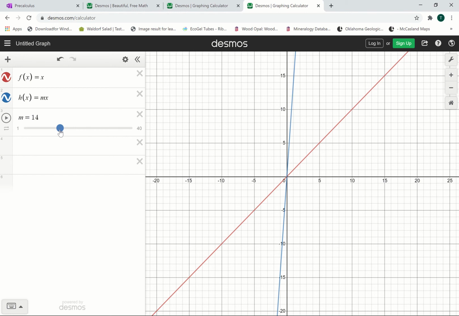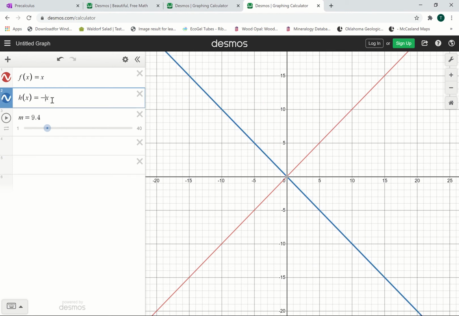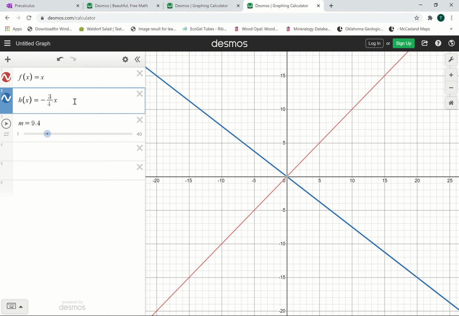So now let's have a look at what happens for our function. So we know our slope here is negative 3 over 4. That looks terrible. Hold on. Negative 3 divided by 4. There we go. So this is our slope.